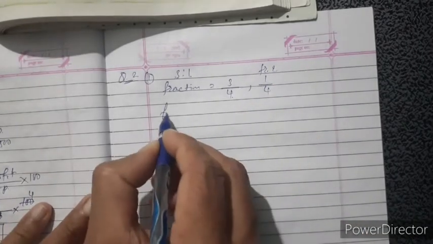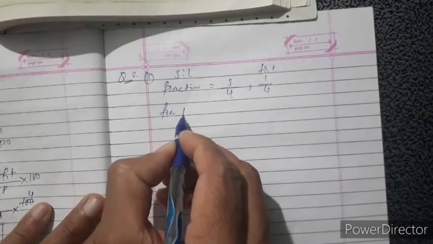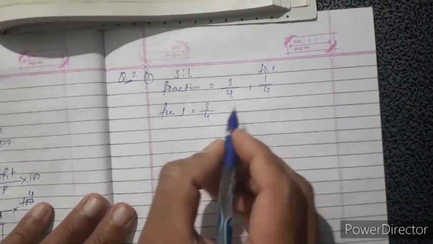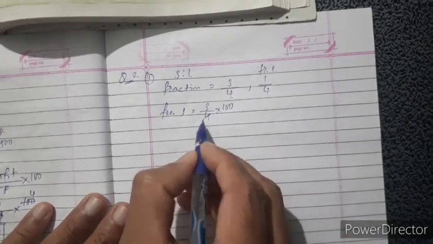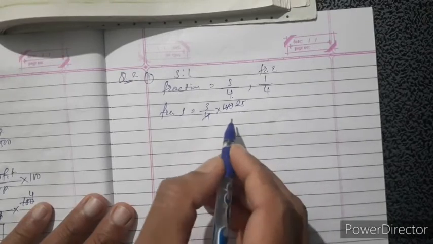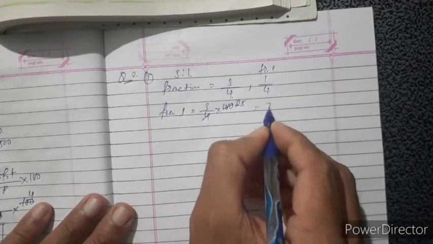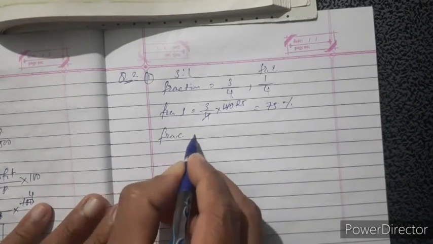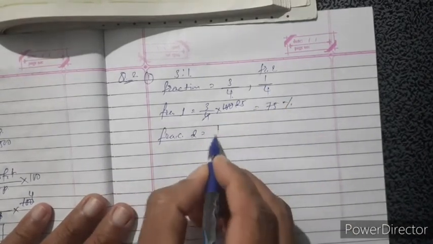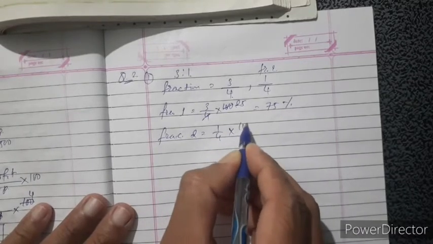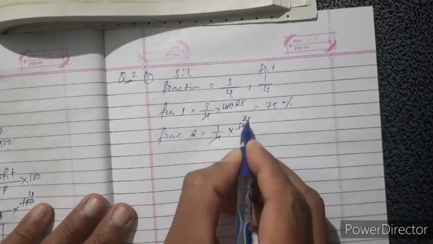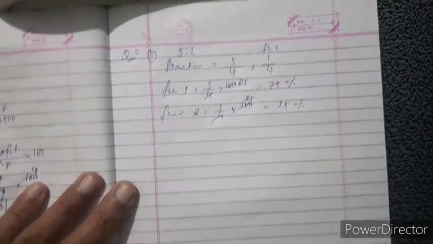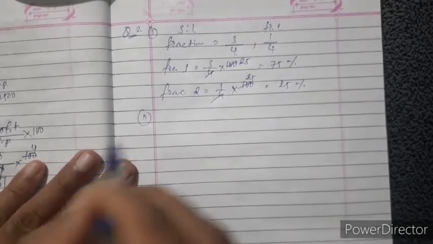Now fraction 1 equal to 3 upon 4, and to convert that into percentage, what to do? Multiply with 100. So 25 4s are 100, 25 3s are 75, that is 75 percentage. And fraction 2 equal to 1 upon 4 into 100, same here, 25 1s are 25 percentage.